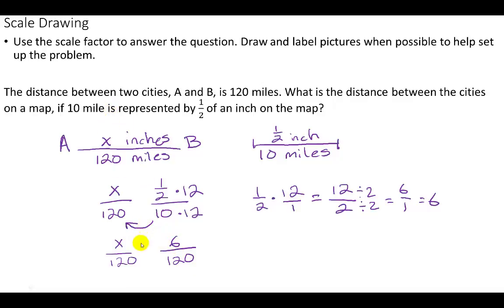So we can take this back to the original drawing that we did. So we see that the cities A and B are 6 inches apart on the map.